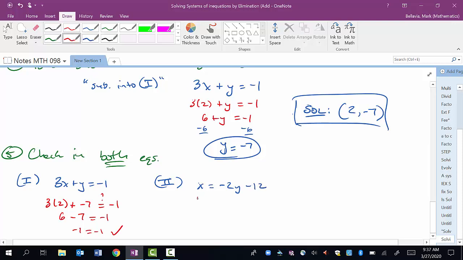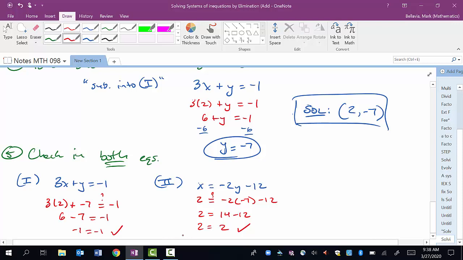Substituting in x, we've got 2 equals negative 2 times negative 7 minus 12. We got 2. Does that equal negative 2 times negative 7, which is a positive 14, minus 12? 2 equals 14 minus 12. Yeah, that's 2. Checks out. So since it checks in both, we know the solution is correct.